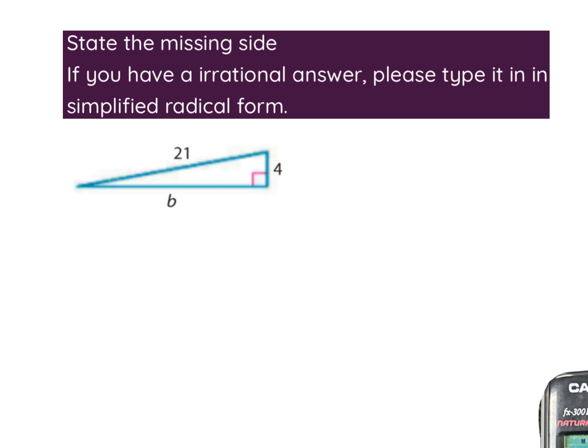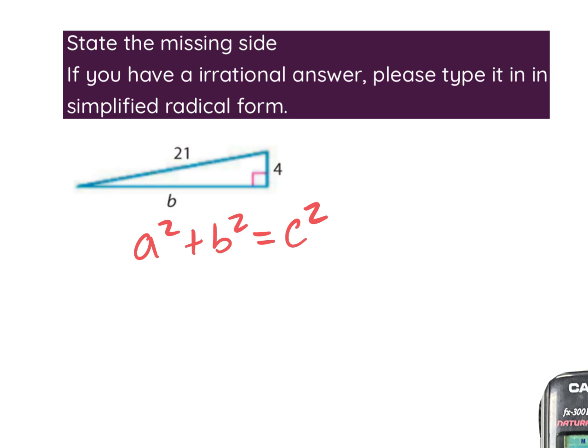Okay, so right here we have another triangle. Everybody jot it down. It says state the missing side. If you have an irrational answer, a crazy decimal, please type it in simplified radical form. So let's begin with the Pythagorean theorem, writing it down. A squared plus b squared equals c squared.